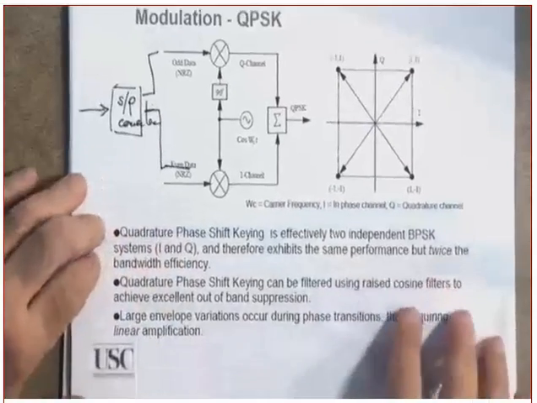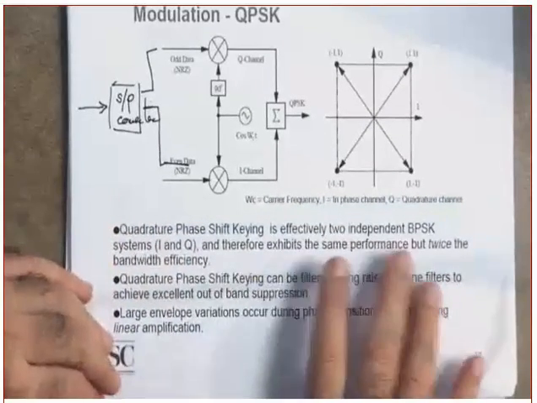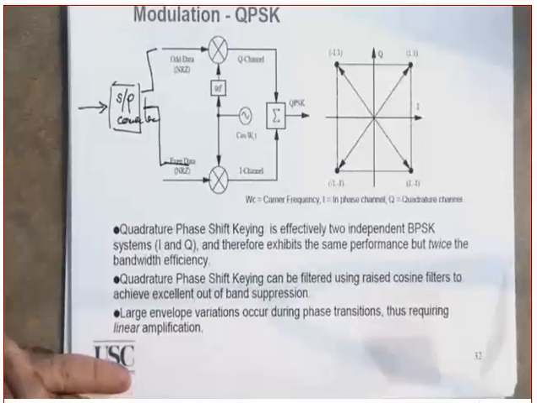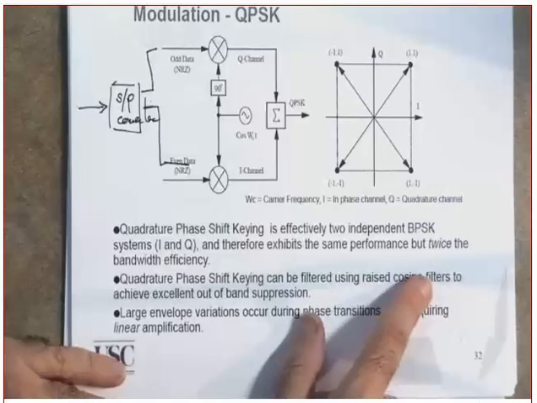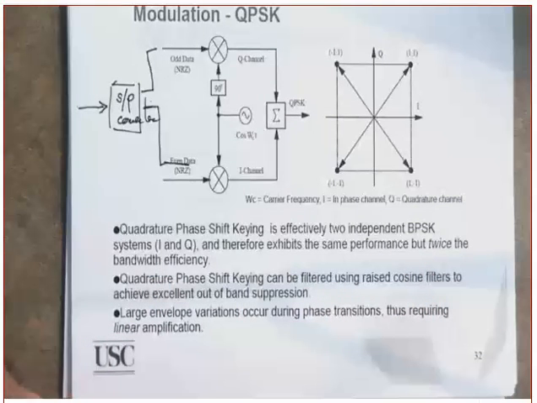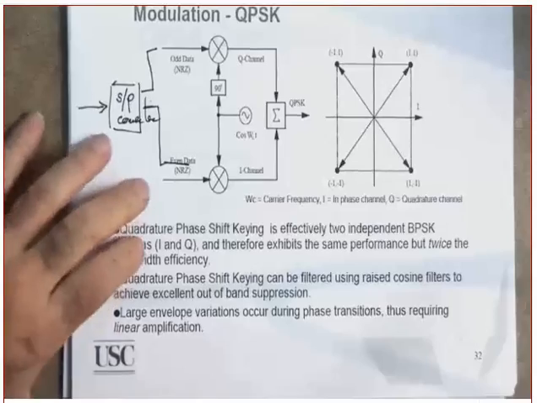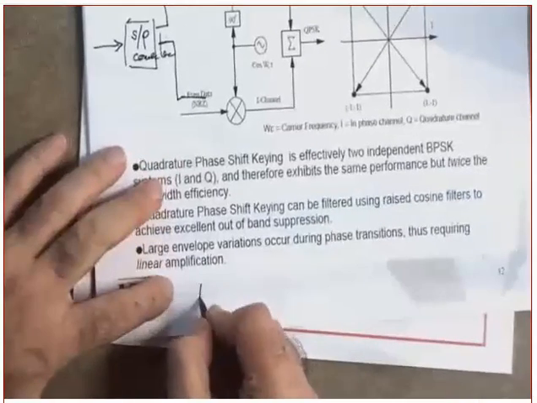Okay. Quadrature phase shifting, again, is effectively two independent BPSK systems and therefore exhibits the same performance, but at twice the bandwidth efficiency. Why twice the bandwidth efficiency? How do we measure the bandwidth efficiency?